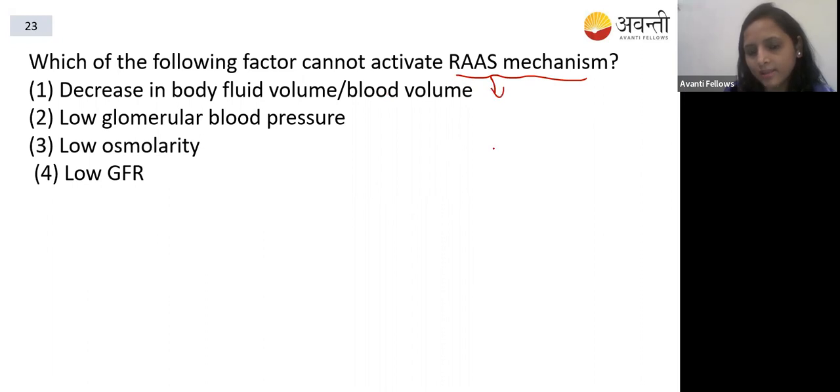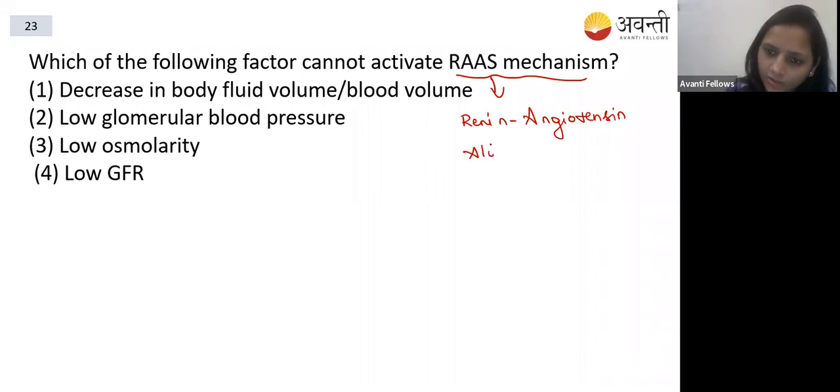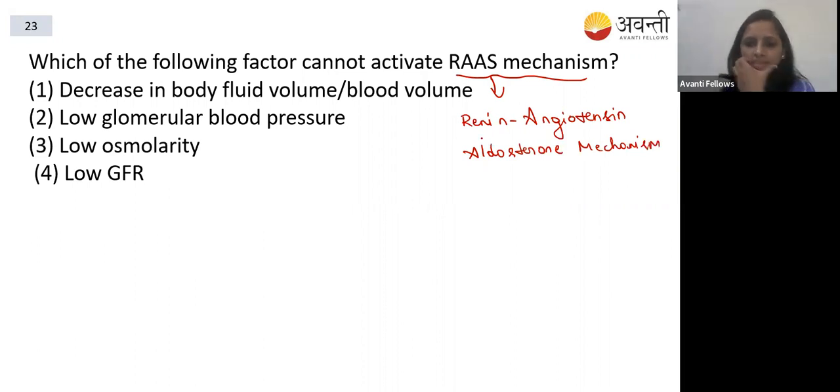RAS is nothing but renin, angiotensin, right? Then aldosterone mechanism. Okay, so that's why RAS. Okay, so renin, angiotensin, aldosterone, right? So that's why we'll call it a RAS mechanism.